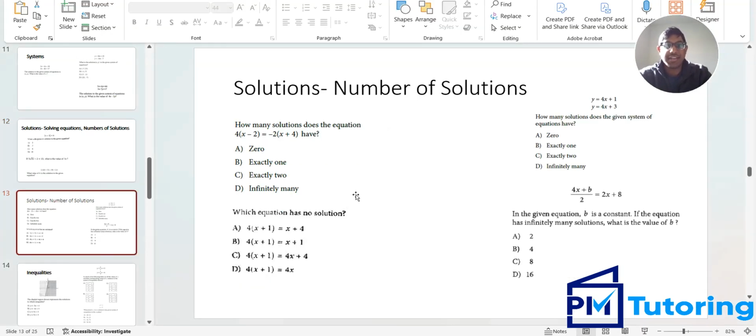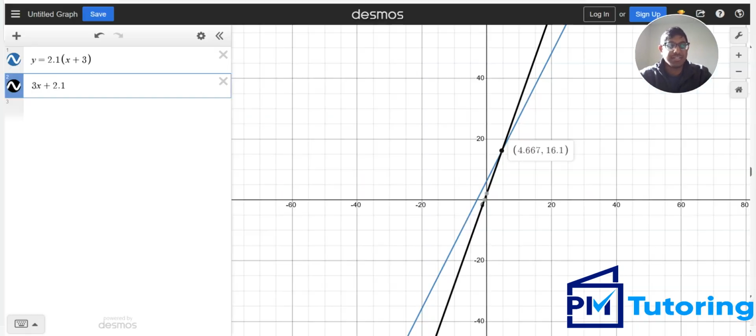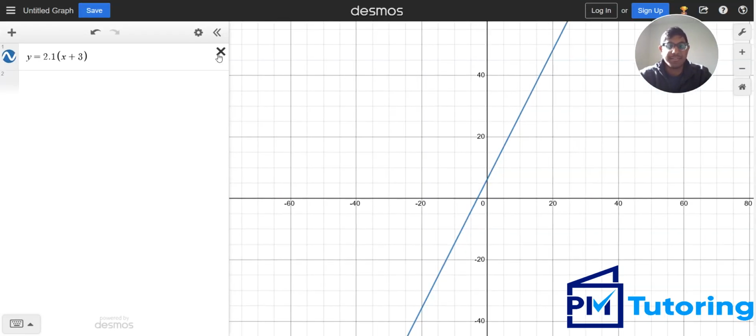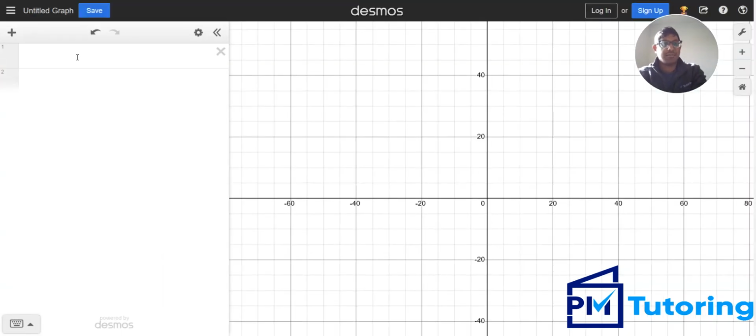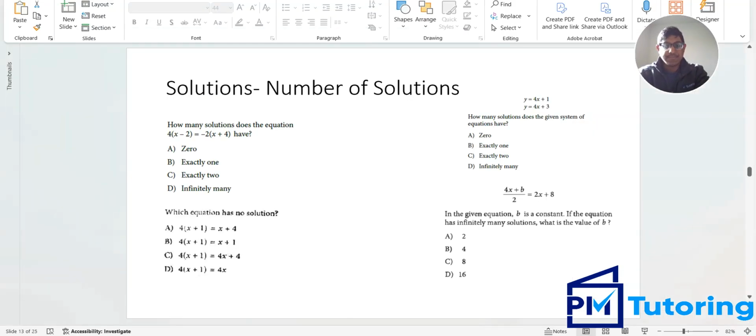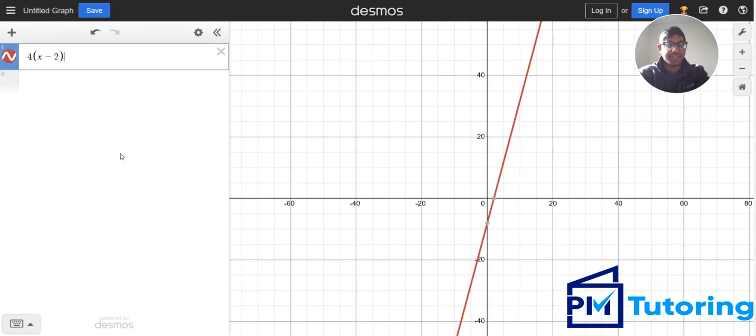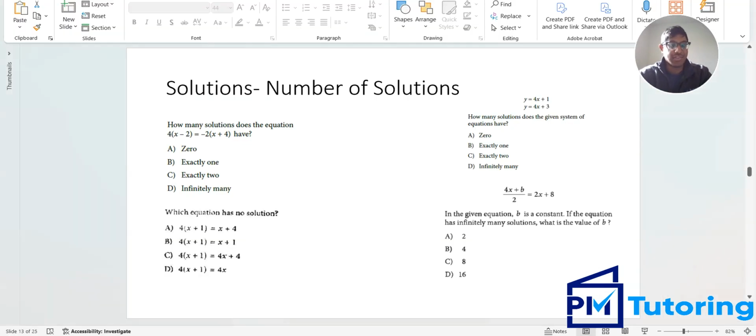Now we could also be tested on the number of solutions. So how many solutions does something have? Well, again, solutions are the points of intersection. So what we can do is simply just throw these into Desmos and figure out how many times they intersect. So over here we have 4 parentheses x minus 2, and then we got negative 2 parentheses x plus 4. So that has one intersection, which means it has one solution.